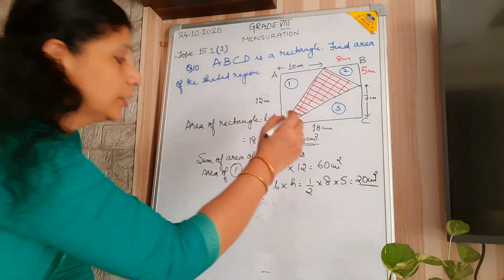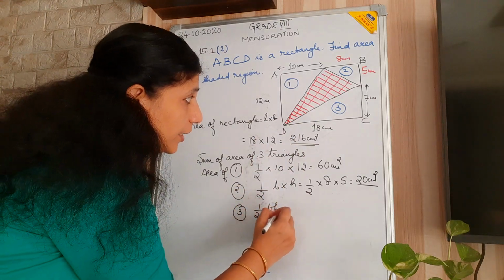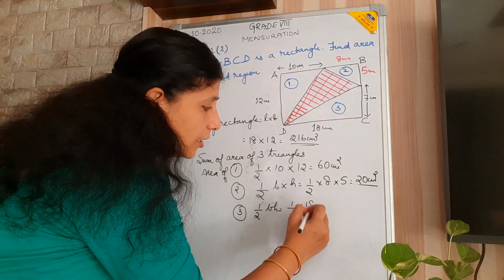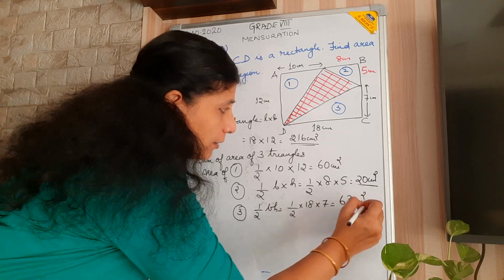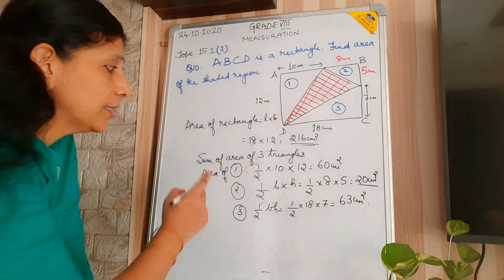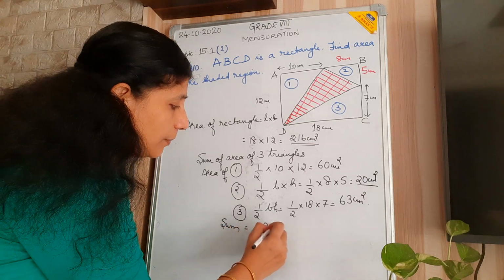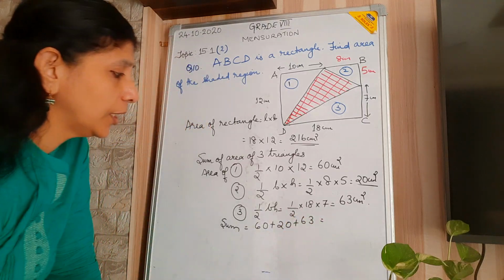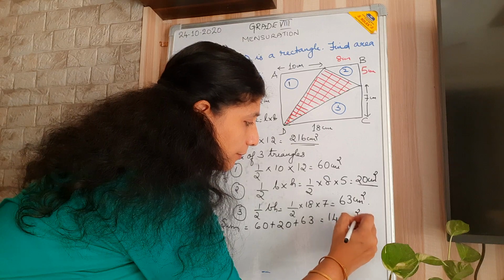Now I am going for the third one. Third one is again half BH, which I am getting half into 18 into 7. Half into 18 into 7. So 9 sevens are 63 centimeters square. Now what should I do? I should find the sum of this one. So sum is equal to 60 plus 20 plus 63. So 120, 140, 143. So 143 centimeters square.